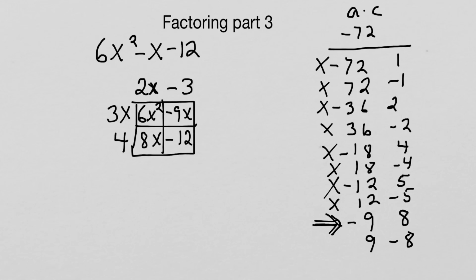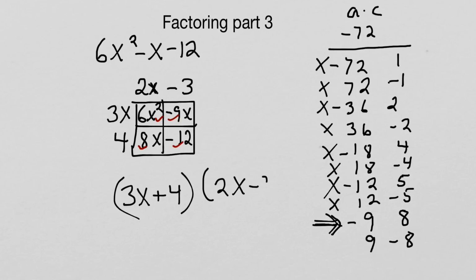2x times 3x is 6x squared, good. Negative 3 times 3x is going to be negative 9x. 2x times 4 is going to be 8x. And negative 3 times 4 is going to be negative 12. So this is good. Our answer is going to be 3x plus 4. That's my verticals. Times 2x minus 3.